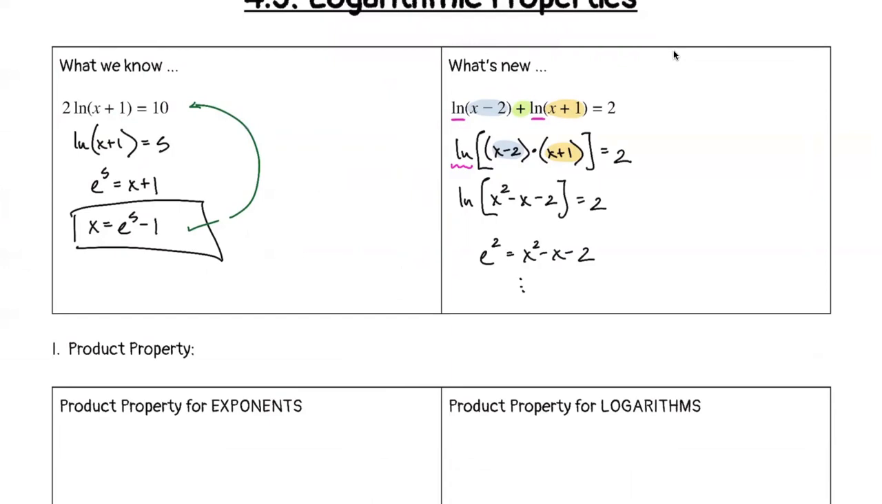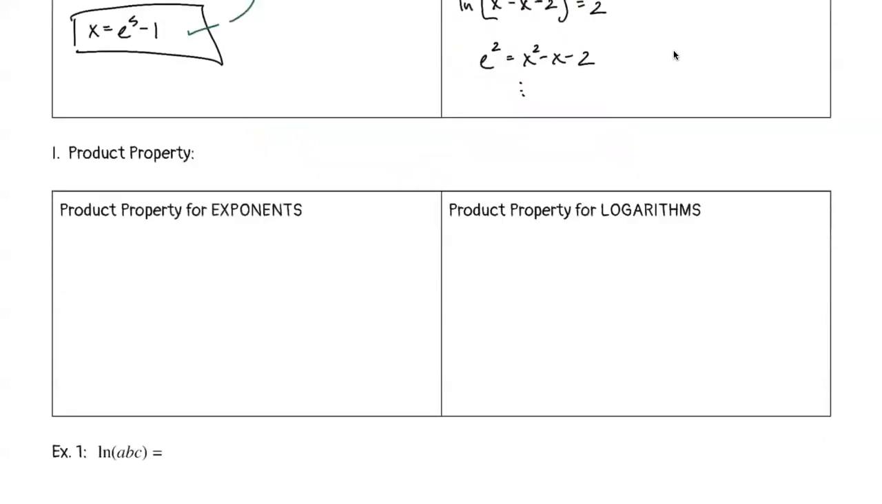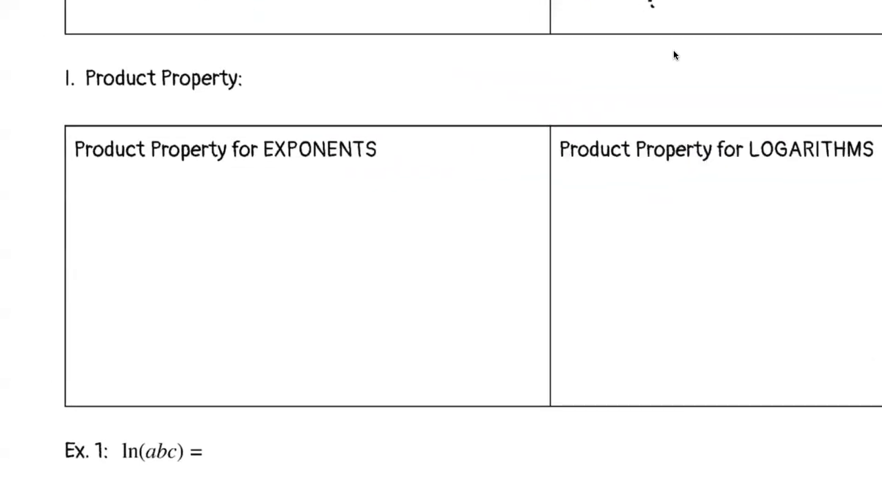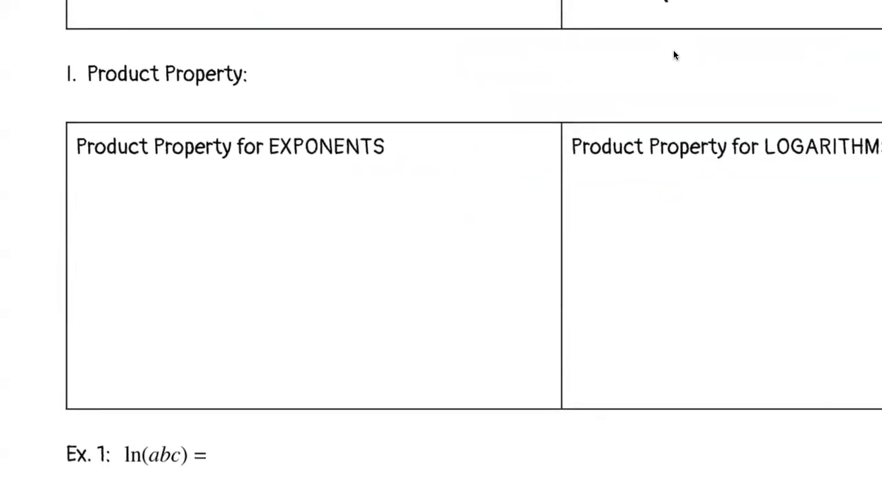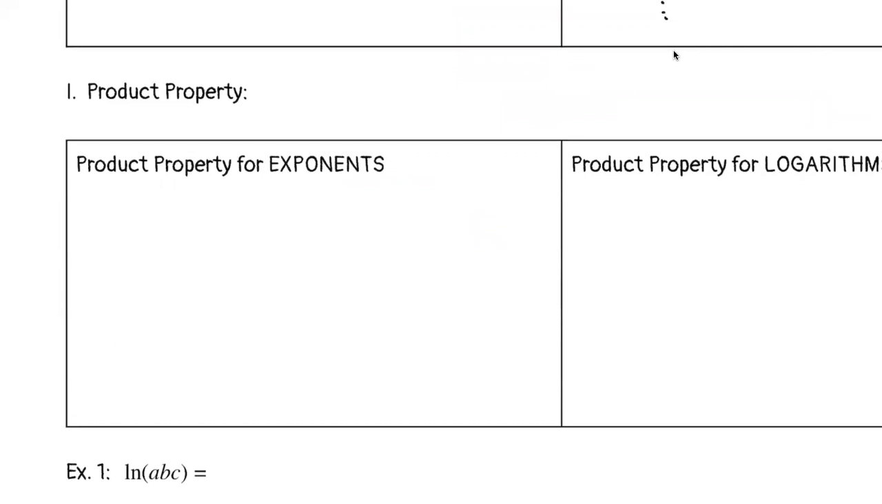So how did I magically know that I could do what I did in this first line here? That's what we're going to talk about right now. Okay. So let's do a quick review on something called the product property. We'll talk about the product property for exponents, and then we'll talk about it for logarithms, all right? But this again will be something you can review in your Desmos activity that is due today, all right?